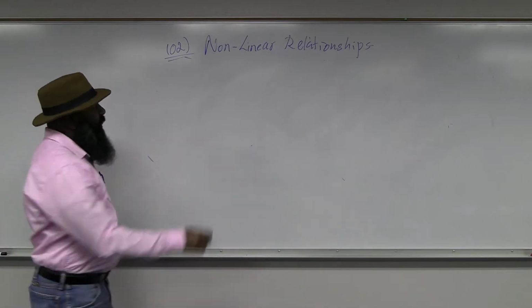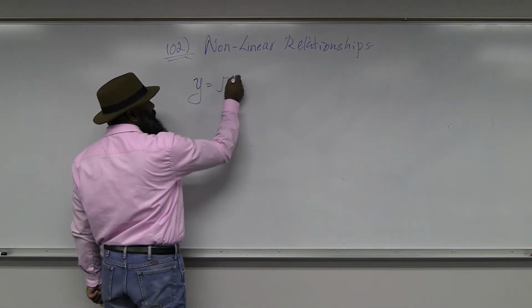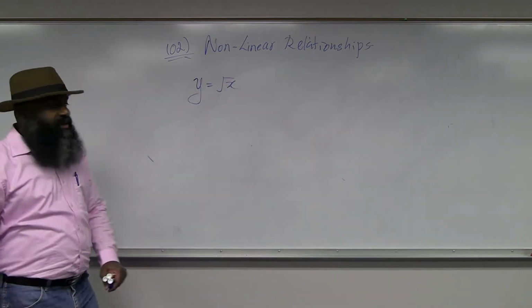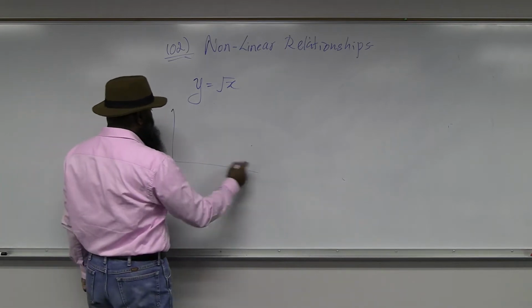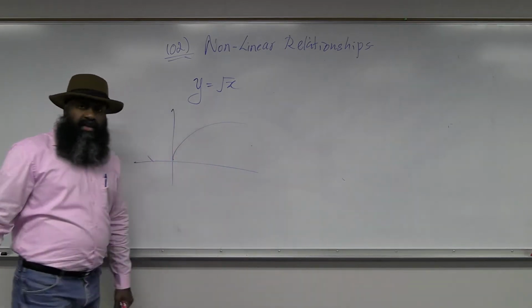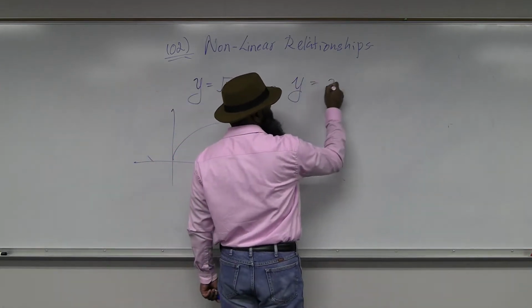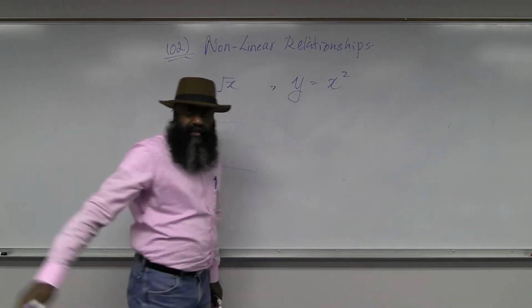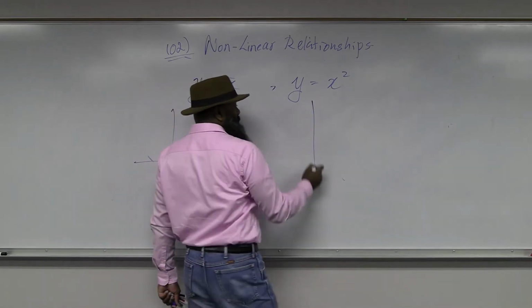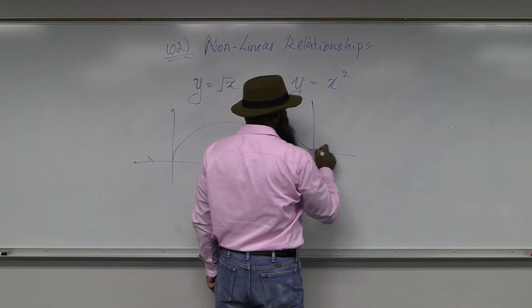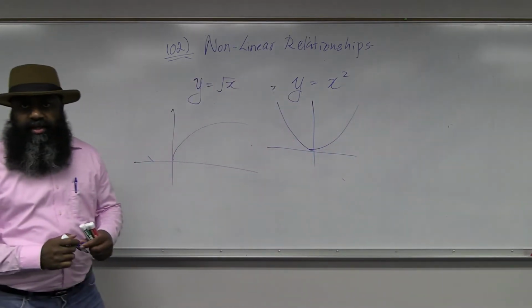For example, y equals square root x. Now this is a non-linear relationship. It's defined for positive values only, and if you have a graph, it can be seen like this. And y equals x squared. Now this is also non-linear. This is not first order. So x squared, we all know that it's a parabolic relationship, not a linear relationship.